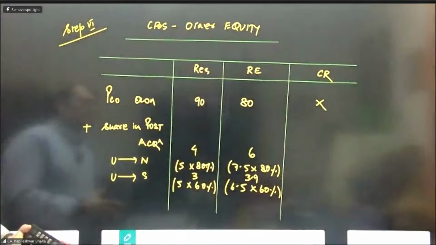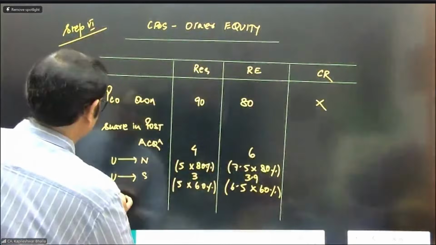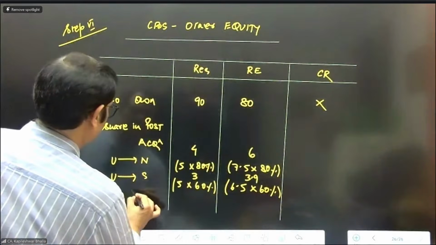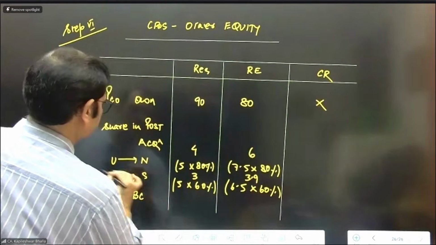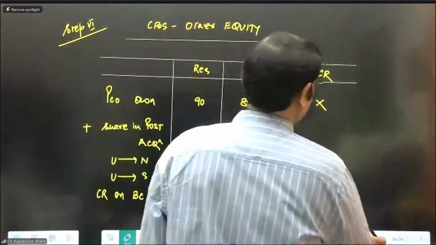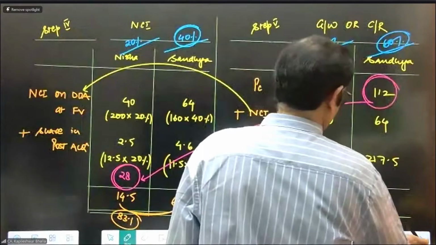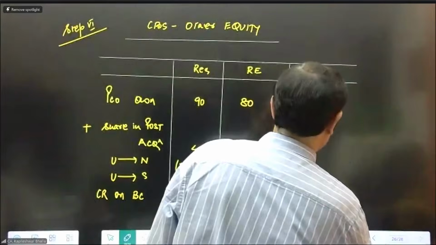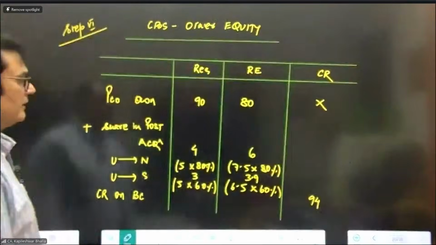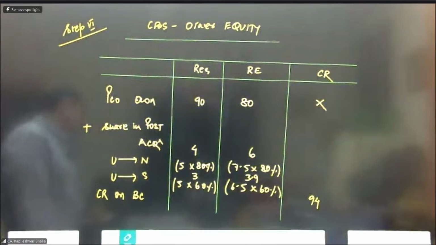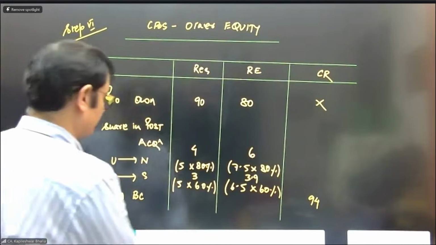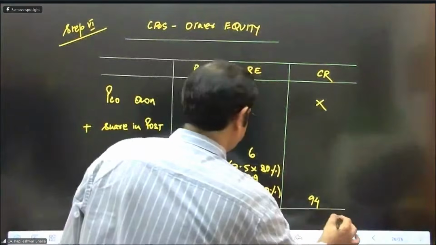And I think we can take the capital reserve as well. So what is the capital reserve on business combination? I think we had taken the sum total that was 94. So I think that's it. So there is nothing. So everything is taken care. So we can get the other equity as a total now. So let's consider the sum total of this.